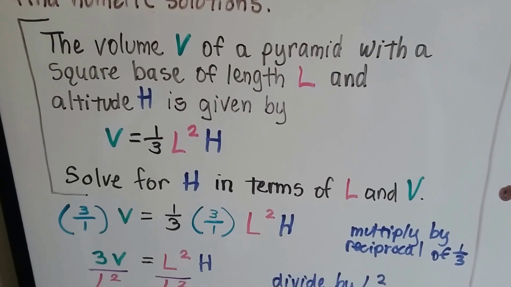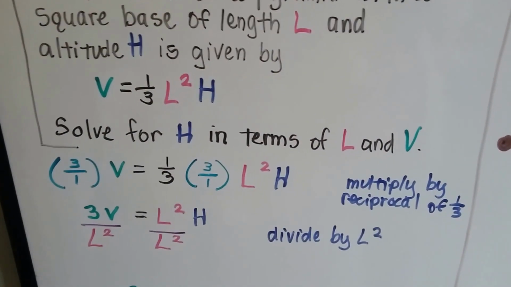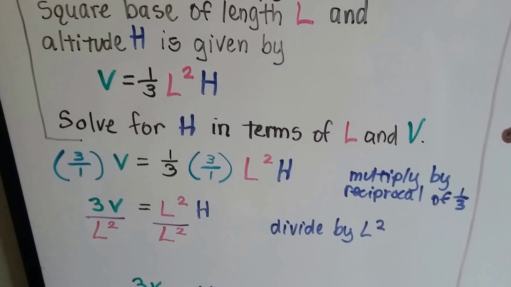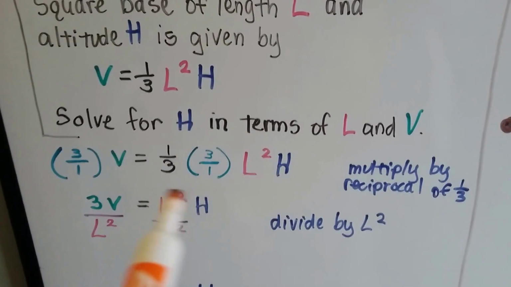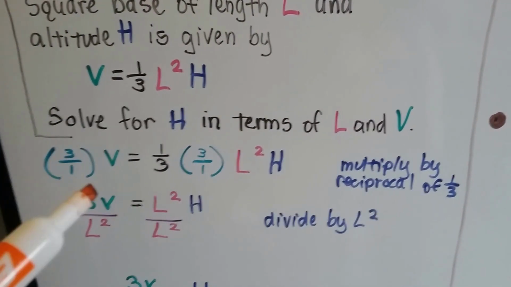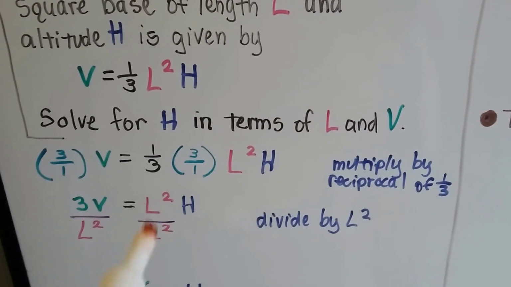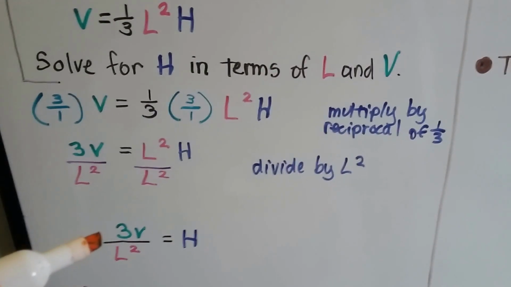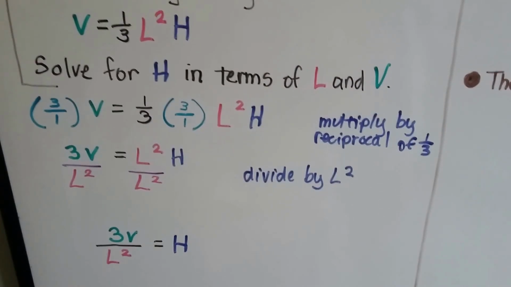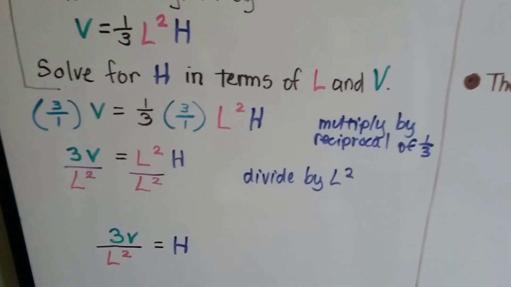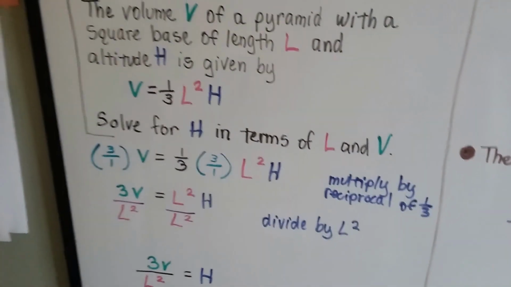So we can rewrite this and make it so it's solved for h. The first thing we do is multiply by the reciprocal of 1/3, and that will create a 1 right here, and we'll get 3V on this side. Then we can divide both sides of the equation by L squared, and that will leave us with 3V over L squared equals h. See? We flipped it around in case we needed to find the height, the altitude. So we can flip formulas around.